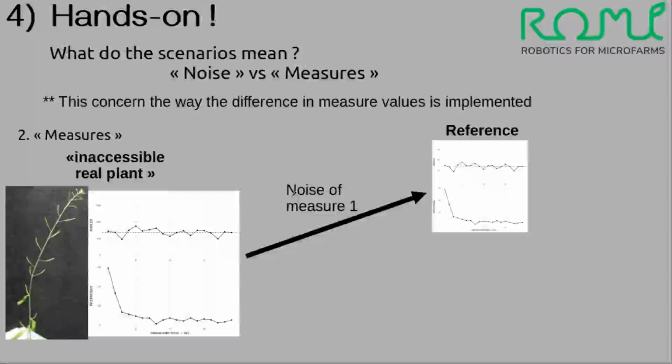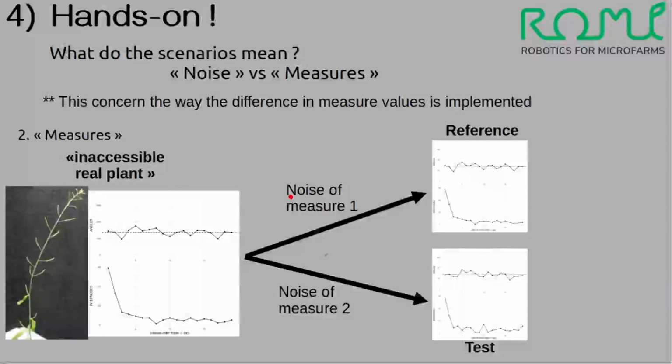And then you develop a new tool, which is measure 2. And from the same inaccessible real plant, you derive a second measure. Here both reference and test are derived from this inaccessible real sequence. What you can do in the program is to tune separately the noise of measure 1 and the noise of measure 2. Basically, it will be like you test that your golden standard has one precision and the new measure method that you want to assess has another precision.